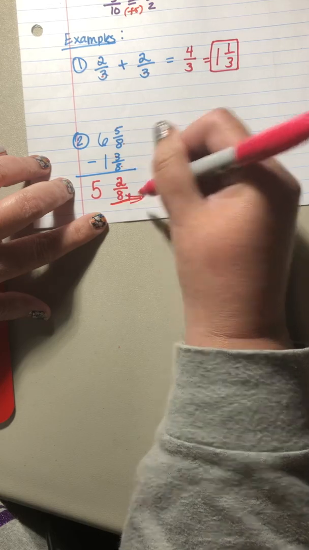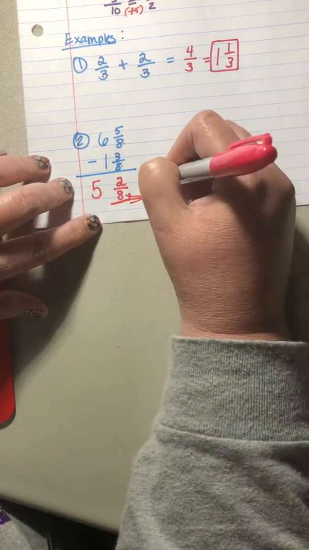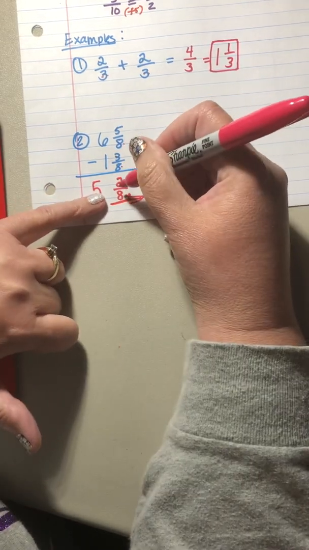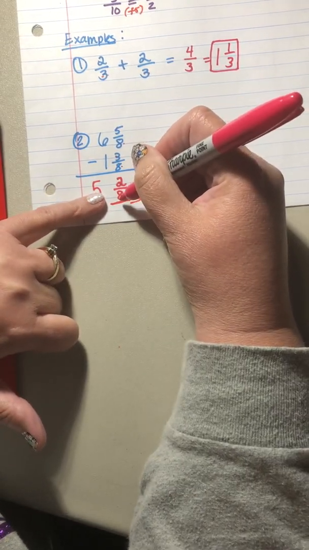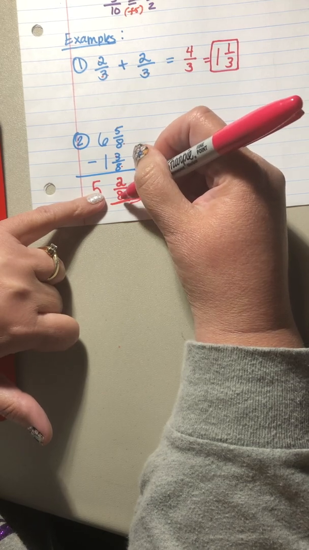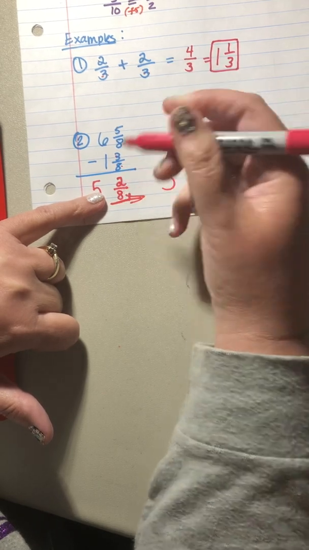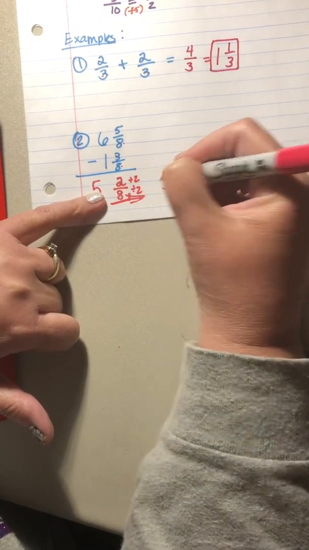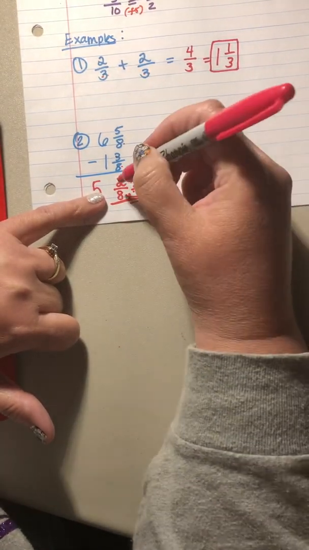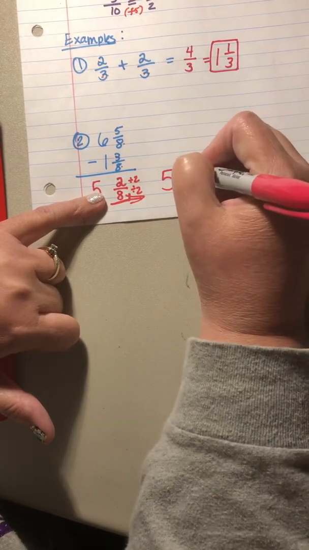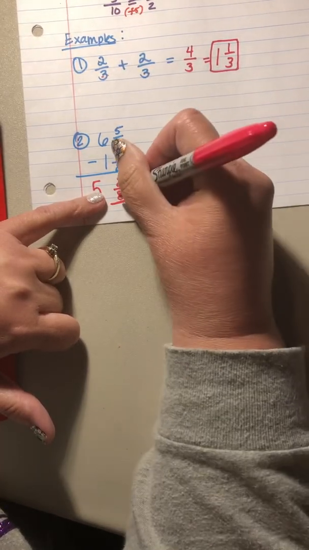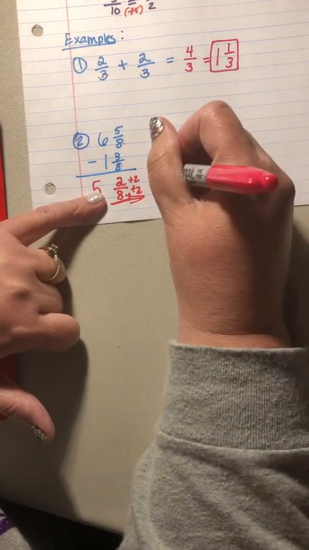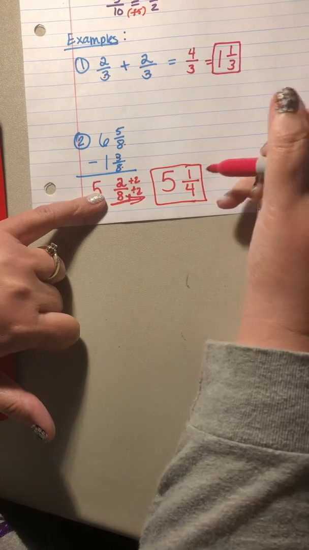So we have to do something to it. The 5 is fine as it is. The 2/8 though, 2/8 can be reduced. Both 2 and 8 can be divided by 2 to make them a smaller number. So 2 divided by 2 gives me 1, and 8 divided by 2 gives me 4. So my answer would actually be 5 1/4.